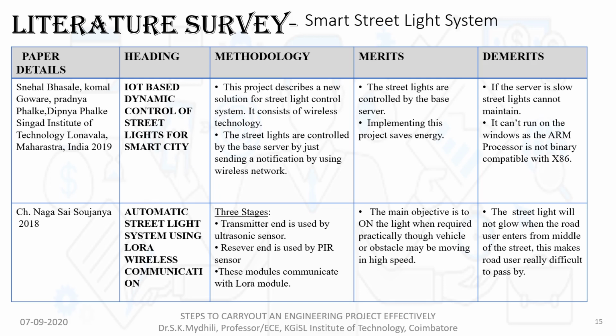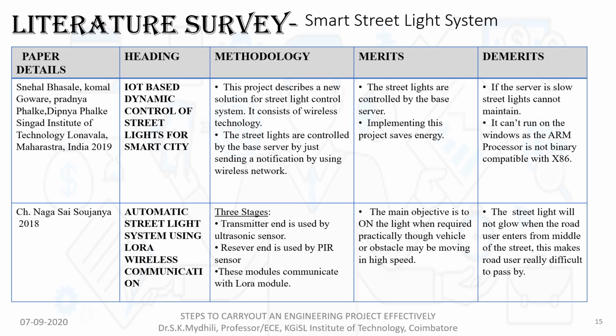That is, communication is done by means of LoRa technology. And the main merit here is that the switching on of the light is required practically only through a vehicle, and the obstacles or whoever is moving around the street will be monitored, and due to the sensor placed in each of these street lights, it will control the on and off of the street light system. So that is the process which is called automatic street light using LoRa.